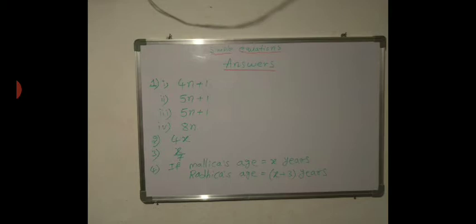Next, fourth one. Radhika is 3 years older than her sister Mallika. Find an expression for Radhika's age in terms of Mallika's age. So if Mallika's age is x years, then obviously Radhika's age is x plus 3 years, because Radhika is 3 years older than Mallika.